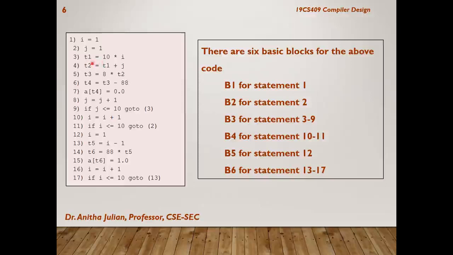Whereas in 3, statement number 3 is the leader, but we can go up to the next leader. Next leader is 10. So till 10, before 10, so 3 to 9 will be B3. And B4: the next leader is 10, and the very next leader is 12. So 10, 11, they will be B4. Then 13 is itself a leader, so 12 alone will be in B5. And 13 up to the end will form B6.